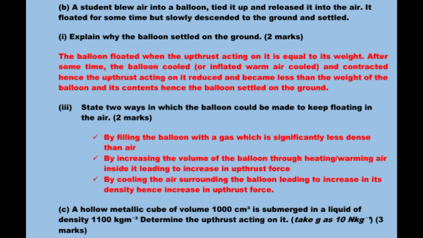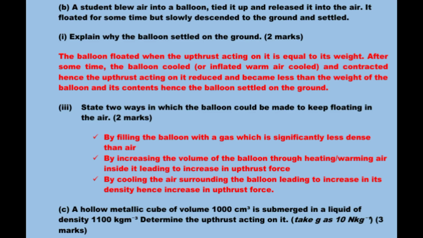So one of the factors affecting upthrust is volume. So when the balloon decreased in volume by contracting, it simply means that it will go down, because now the upthrust reduces and weight becomes greater. Let's go to the second part.